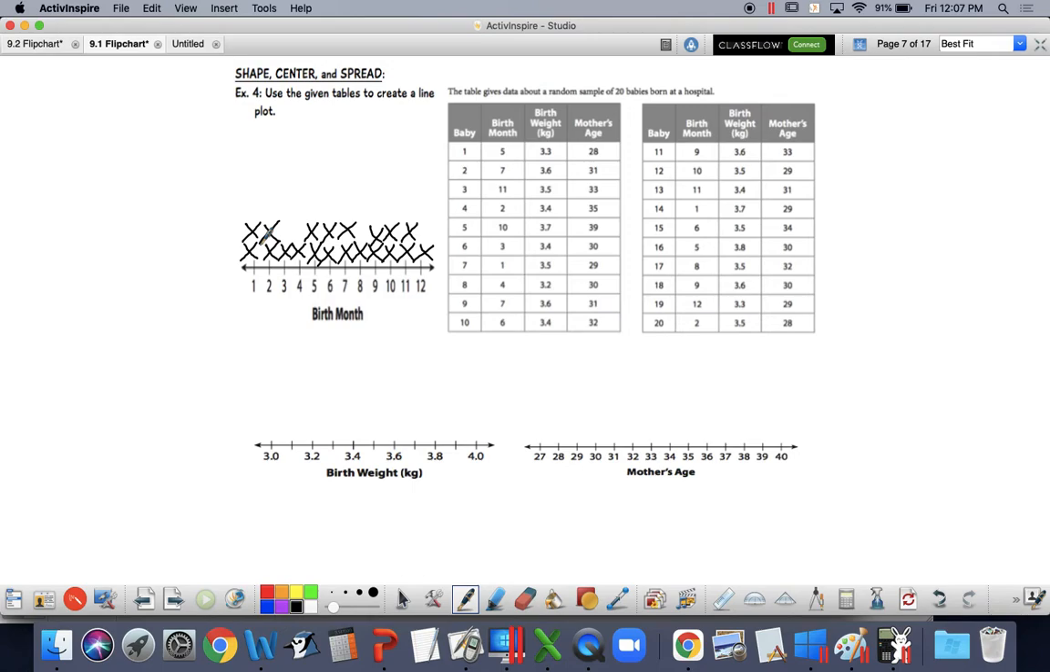Now we're going to do the same thing down here for birth weight and mother's age. And I know, time consuming, so take your time. Let's fill it out.